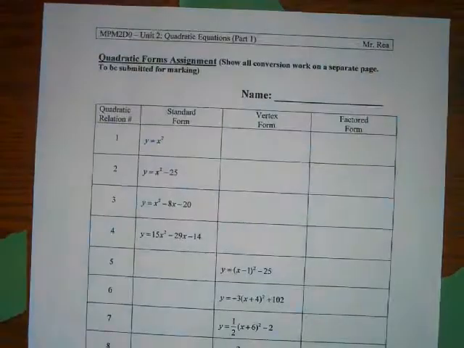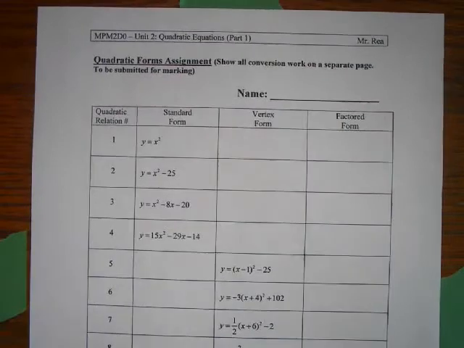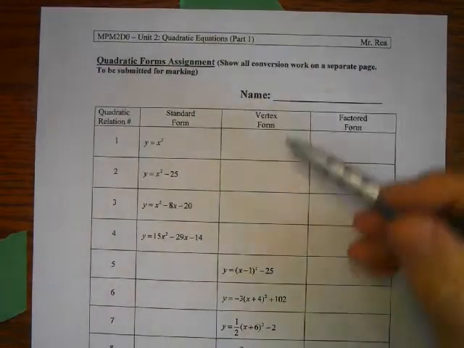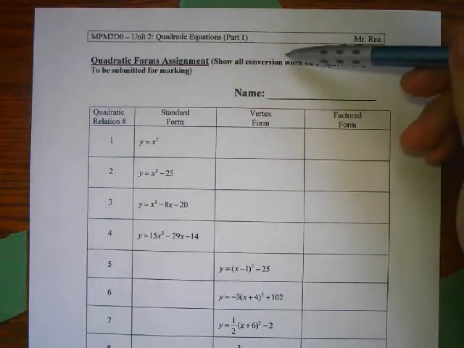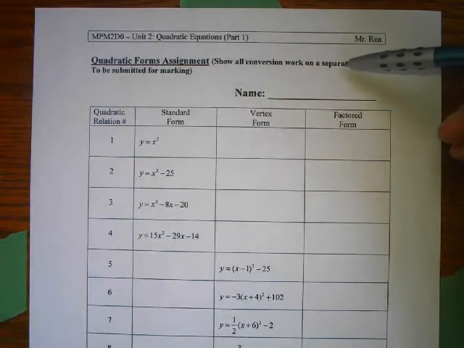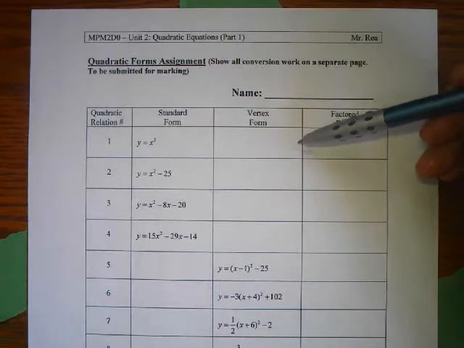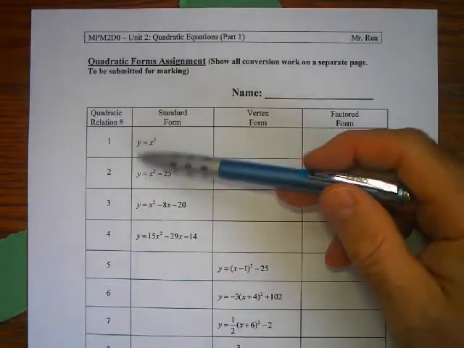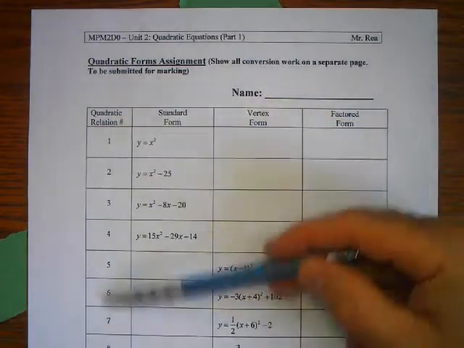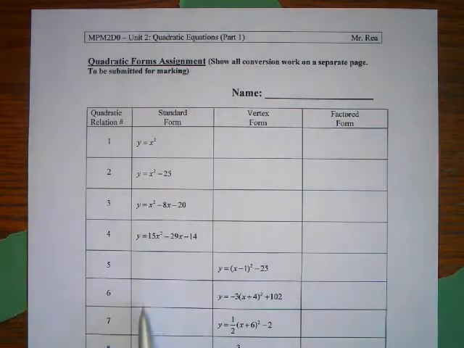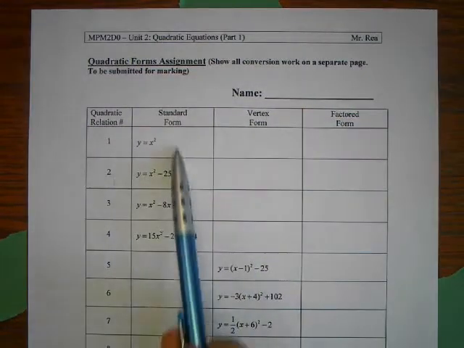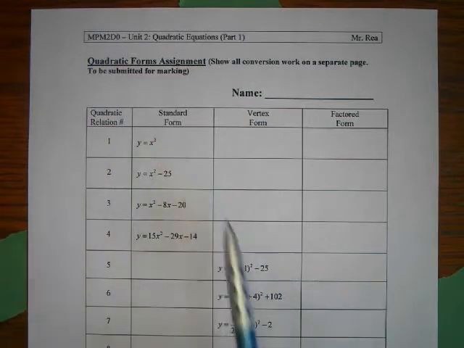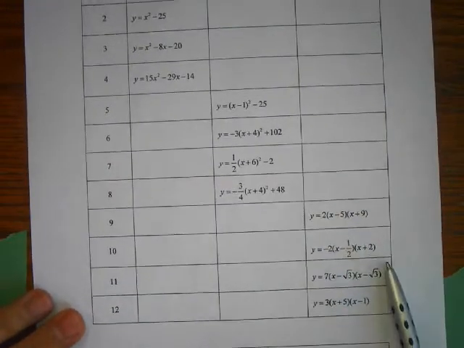Okay, now if I look at the second page of this lesson, here is the actual assignment. You can see it says quadratic forms assignment, show all conversion work on a separate page to be submitted for marking. So what you're going to do is each of these 12 quadratic equations or relations, I give you one of the 3 forms. The first 4 are in standard form, the next 4 are in vertex form, and the last 4 are in factored form.